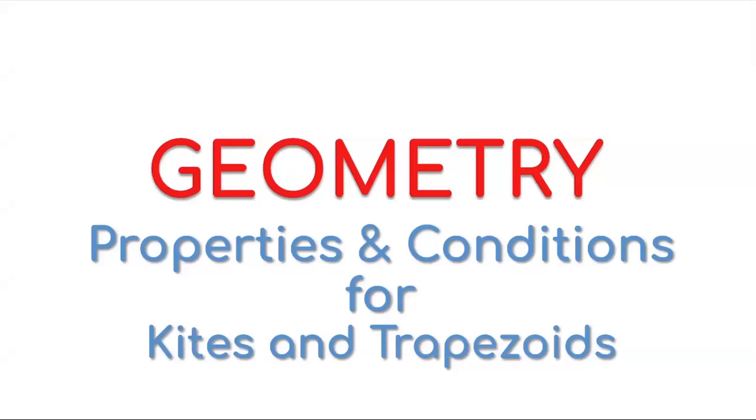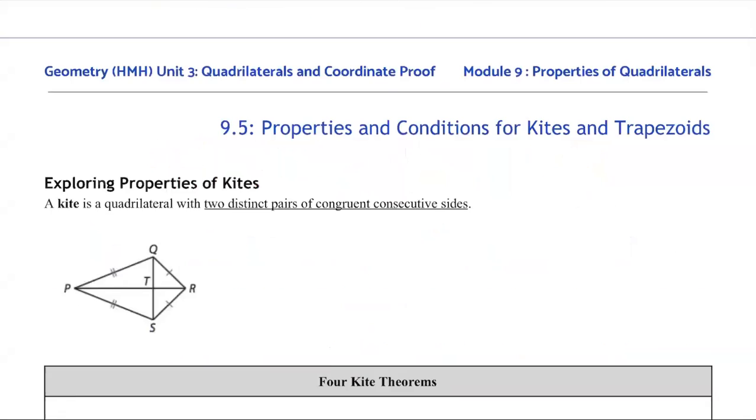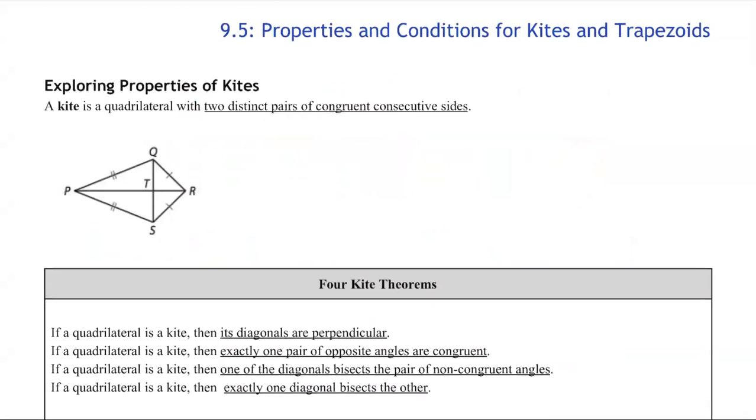Geometry lesson on properties and conditions for kites and trapezoid. So we'll begin with the definition of a kite. A kite is a quadrilateral with two distinct pairs of congruent consecutive sides.